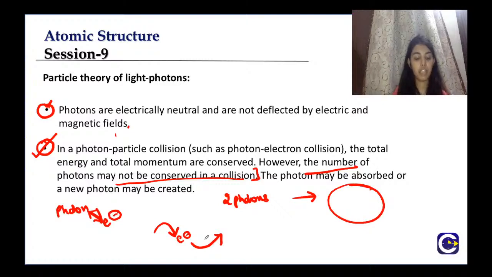So this is how you have to pay attention to every postulate, right? Questions from these are also framed, such as assertion and reasoning or true or false, from particular statements or postulates of a particle theory. So you must understand that when a photon and electron collide, the photon can transfer its energy to the electron, the electron will absorb the energy of the photon, so the number of photons after the collision will be less. But if the electron releases some energy, it will release it in photon form only, so there will be an increase in the number of photons after the collision.